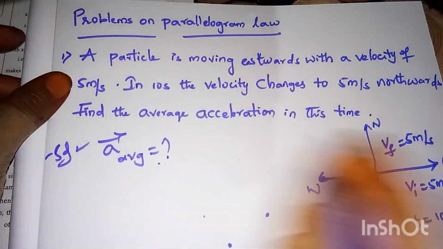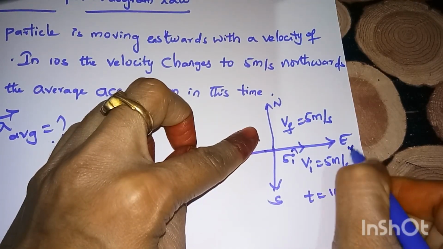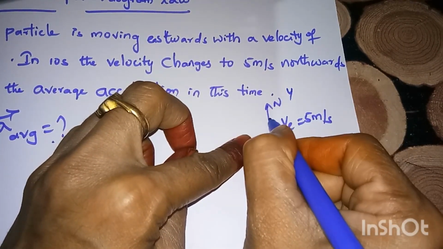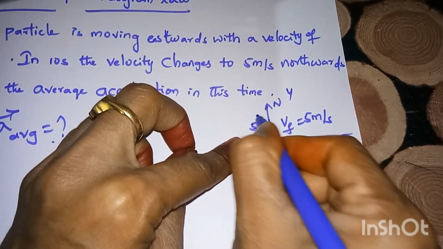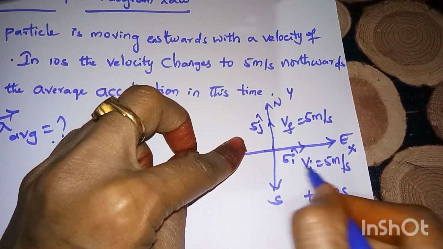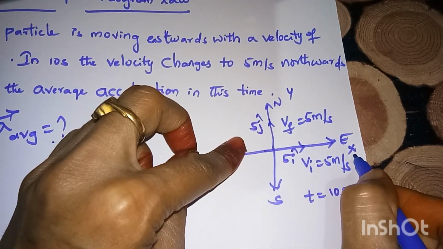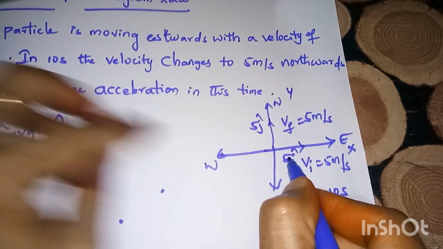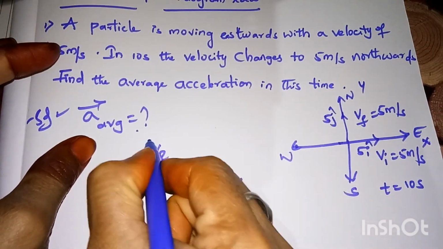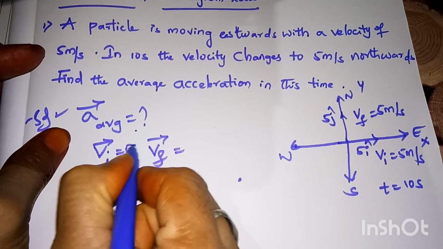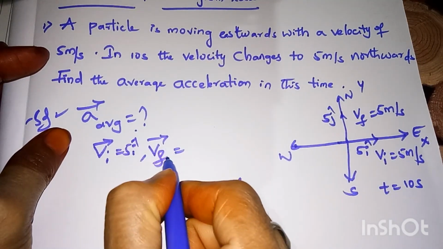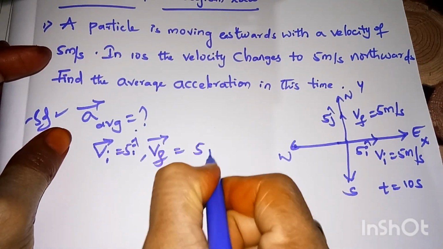This represents the x-axis, this represents the y-axis. The y-axis means the unit vector is j cap, so 5 j cap. This is 5 i cap because it is moving in the east direction, which represents the x-axis. So Vi bar equals 5 i cap, and Vf bar equals 5 j cap.